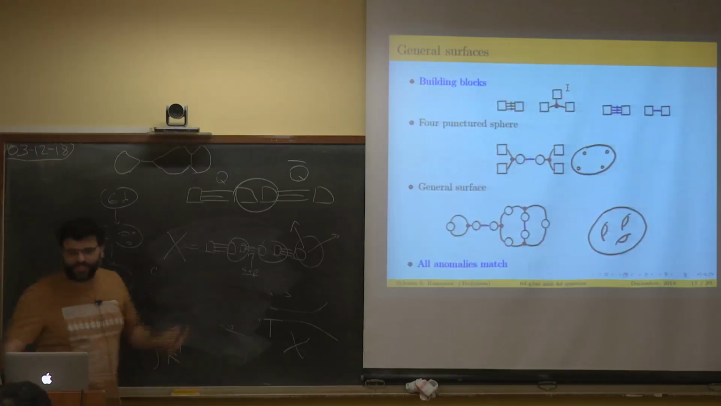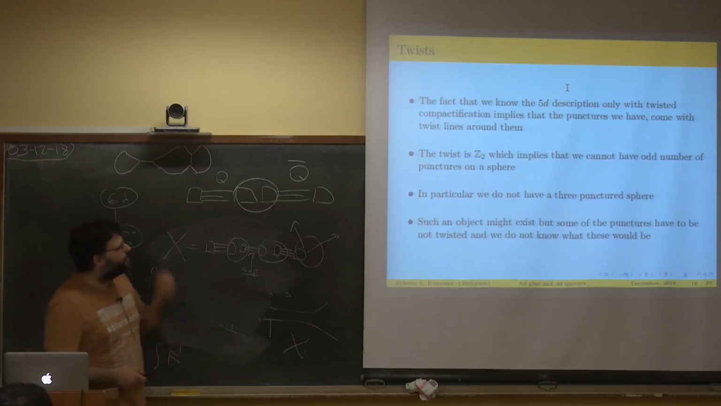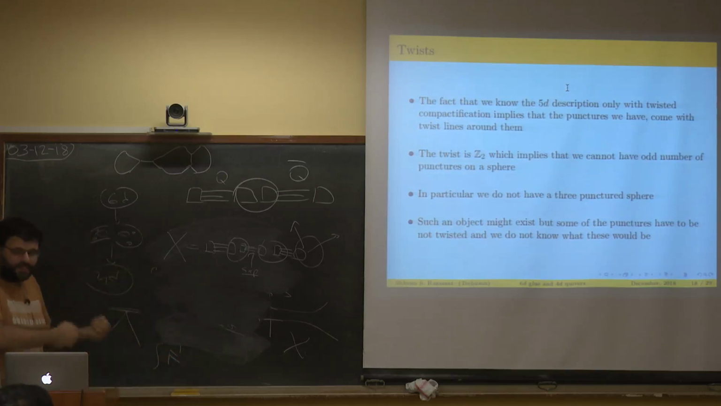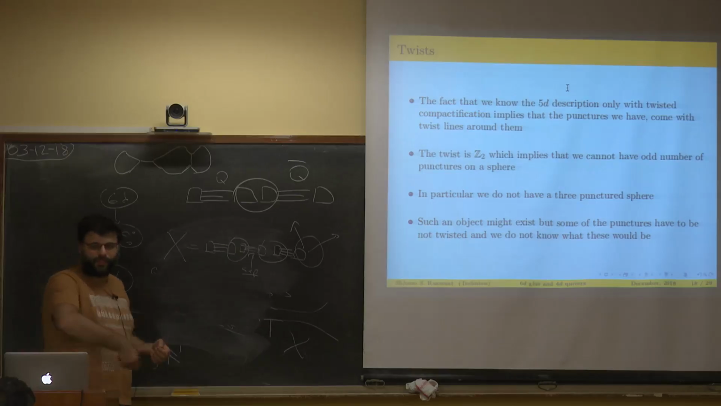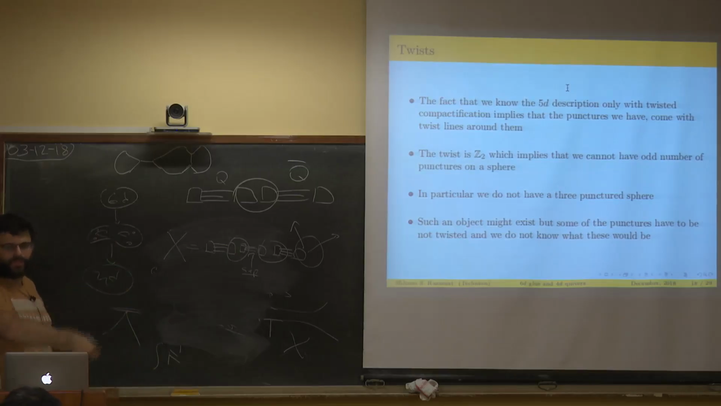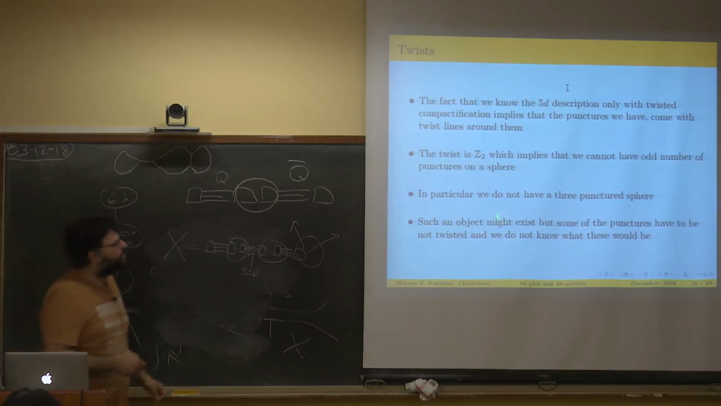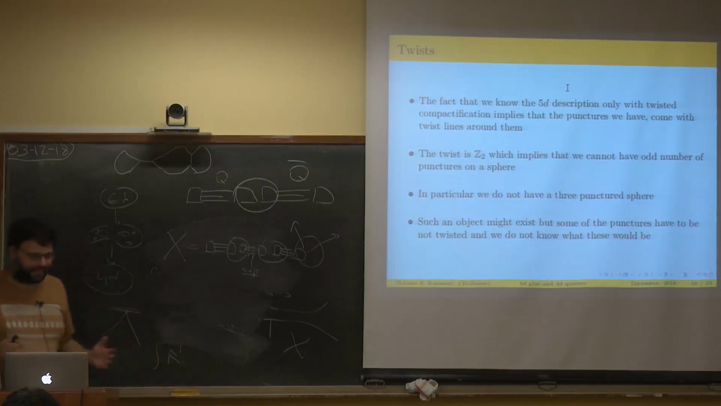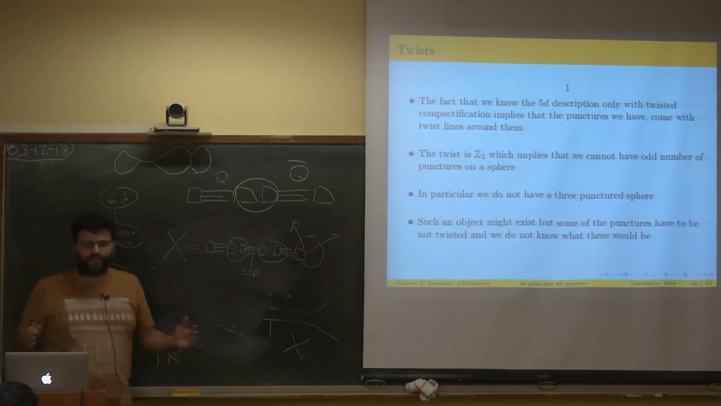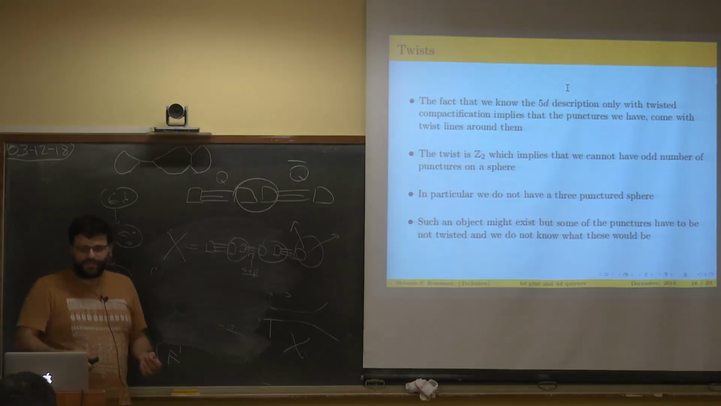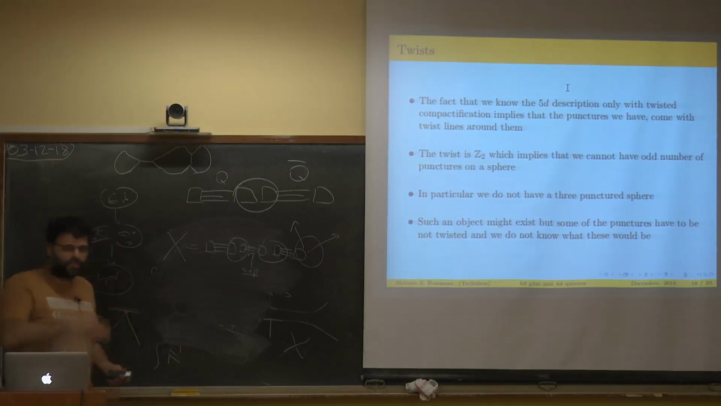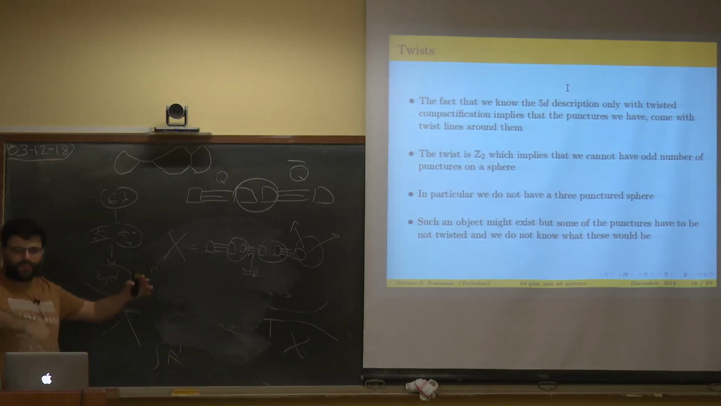Okay, so this is the general theory that we can obtain. But now, remember that the 5D description we could obtain only if we had a Z2 twist. We took this 6D theory and we put a Z2 twist. But this means that we cannot have spheres with 3 punctures, or with any odd number of punctures, because the Z2 twists must multiply to 1. If we have an odd number of twists, we cannot do it. So we don't have a 3 puncture sphere, at least not with the punctures defined through these 5D boundary conditions.